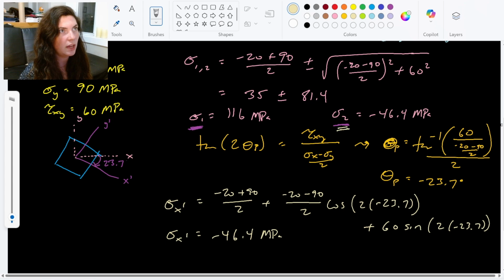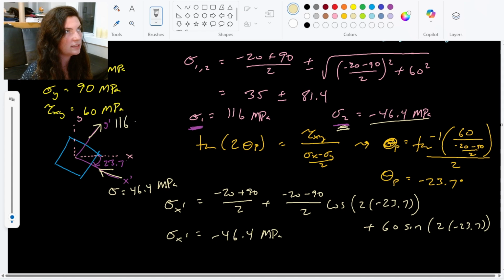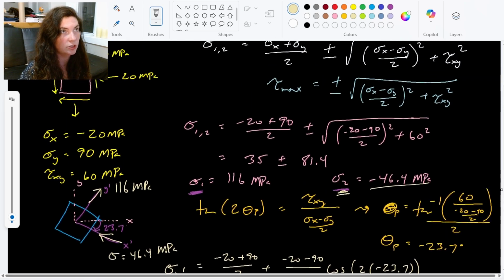Oh, look, it's my sigma 2 value. This matches my sigma 2 value exactly. So if I wanted to draw this in, well, I drew him immediately the wrong way. He's negative, so he points inwards, in towards the element. This principal stress is going to be 46.4. That's our maximum stress in the X direction that we can have. And then for our Y here, it's positive, so it points out, 116 megapascals.